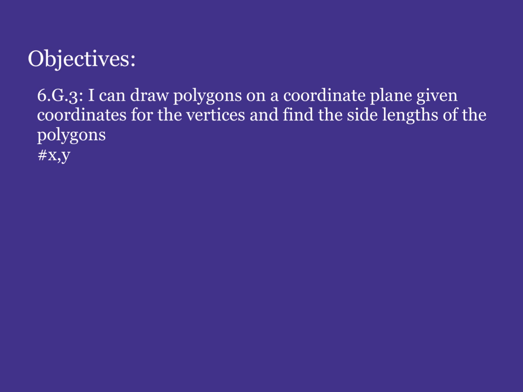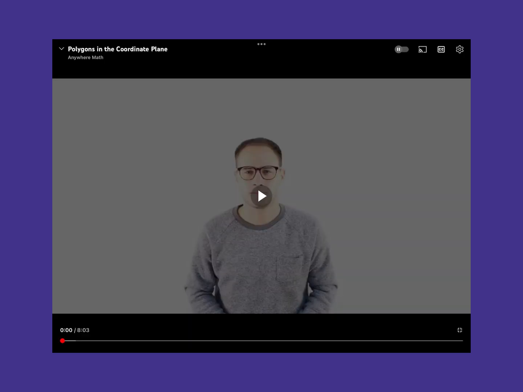The objective for this module is only one. It's 6.G.3. I can draw polygons on a coordinate plane, given coordinates for the vertices, and find the side lengths of the polygons. Hashtag XY. Okay, friends, here's a quick video that's going to go over polygons in the coordinate plane.